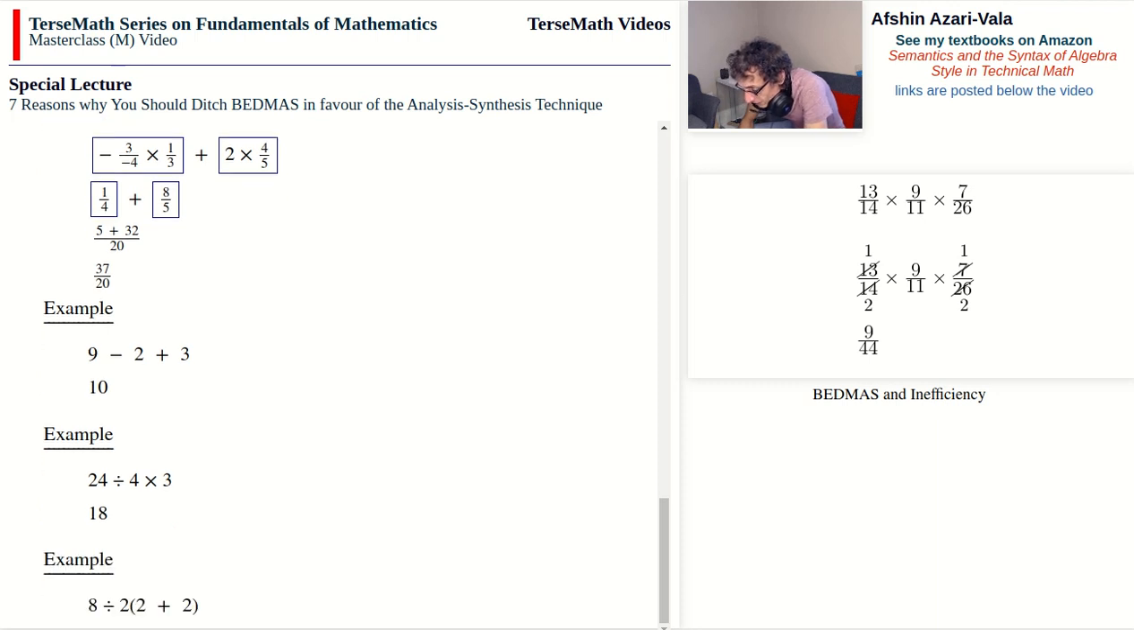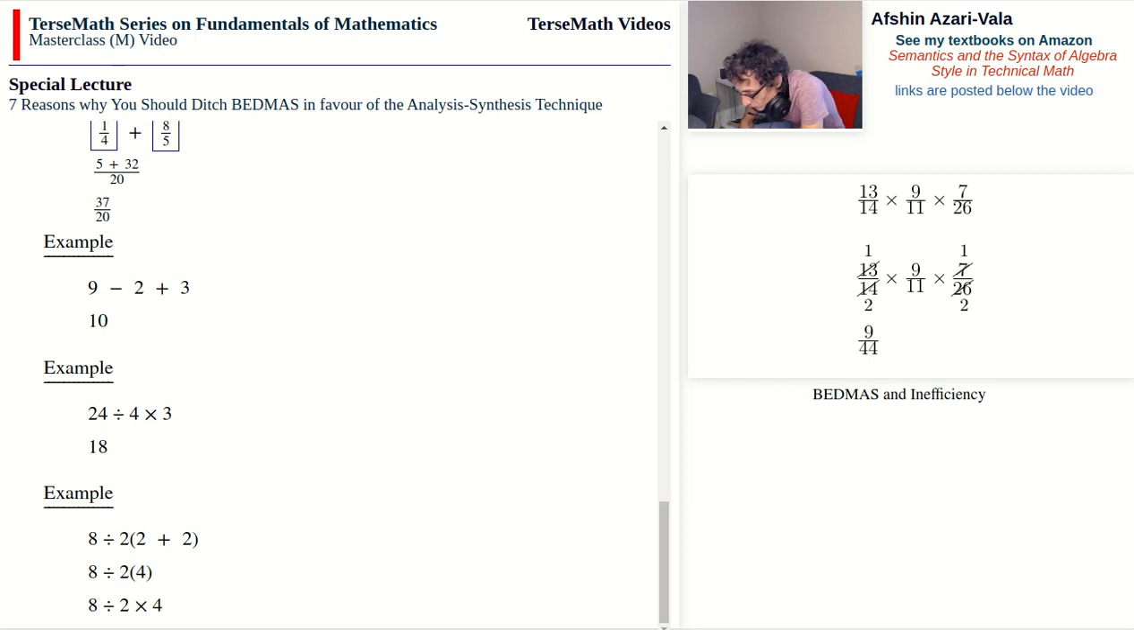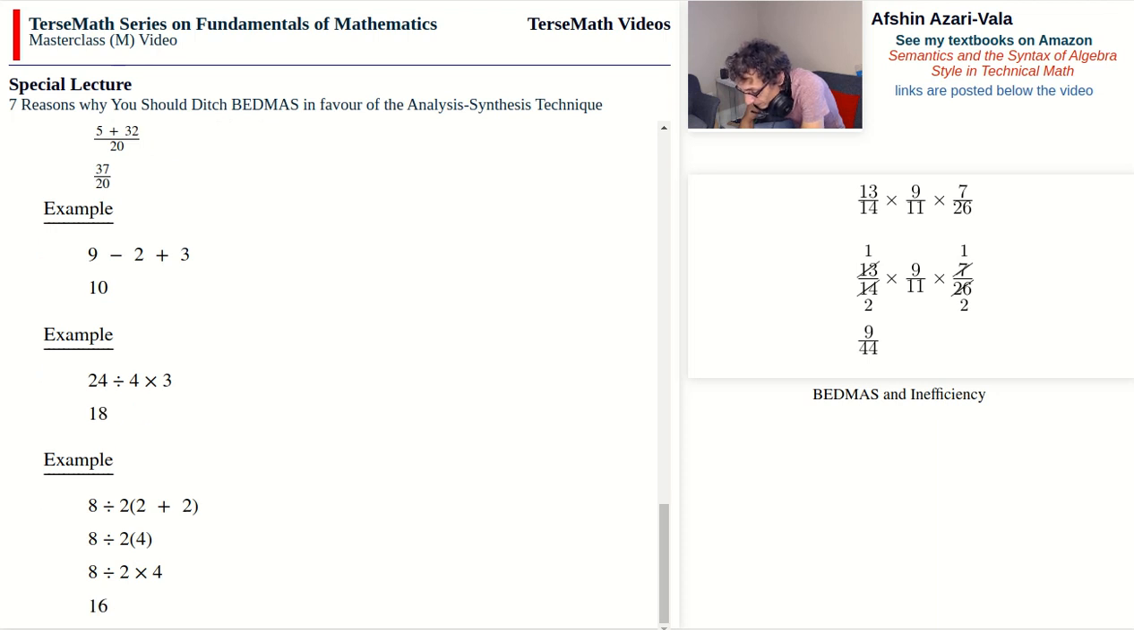And then the third example, 8 divided by 2 times bracket 2 plus 2. We see this as 8 divided by 2. We finish 2 plus 2 to get 4, and we actually see this as 8 divided by 2 times 4, division by 2, multiplication by 4. They can be done in any order, and we get 16.